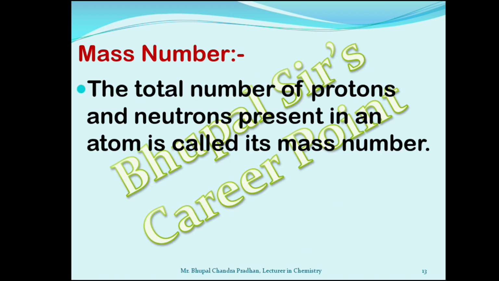Mass number: the total number of protons and neutrons present in an atom is called its mass number.